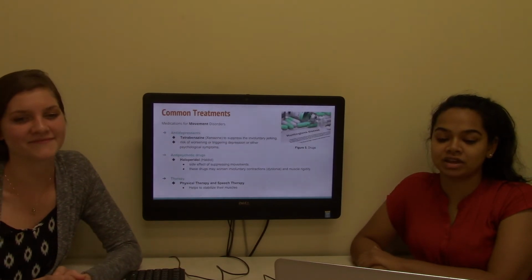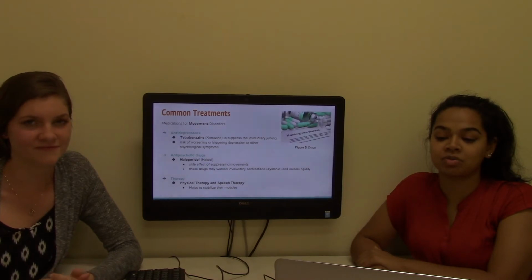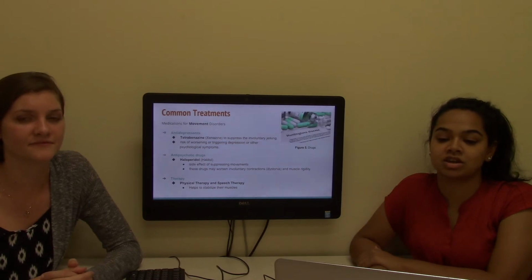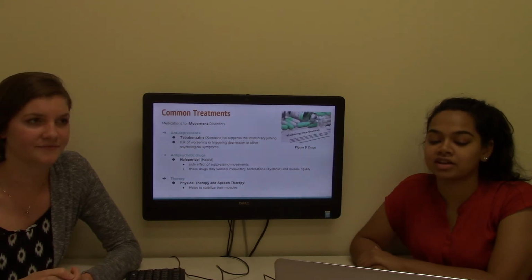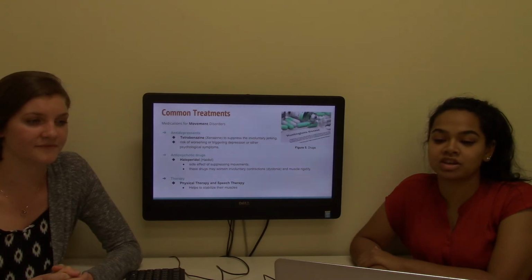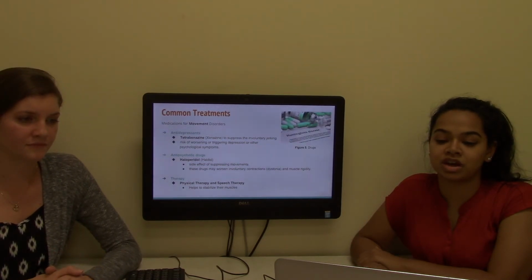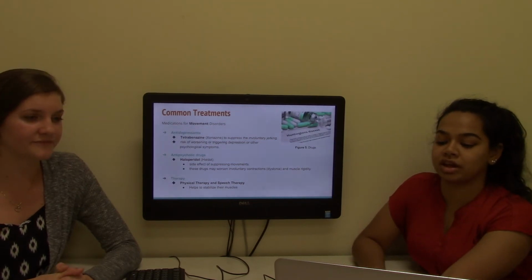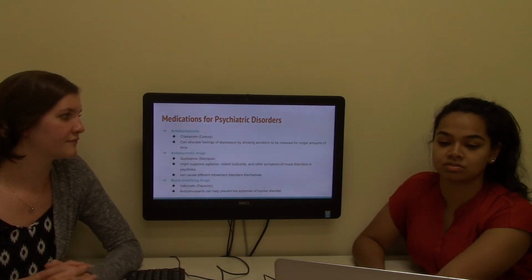Common treatments include drugs, physical therapy, and talk therapy to help with the pain associated with Huntington's disease, since no cure currently exists. Antidepressants and antipsychotic drugs both help with the involuntary jerkiness that is associated with the disease, and the therapy helps stabilize the muscles and keep your body from all the shaking. And the next slide is going to talk more about some drugs that are used.